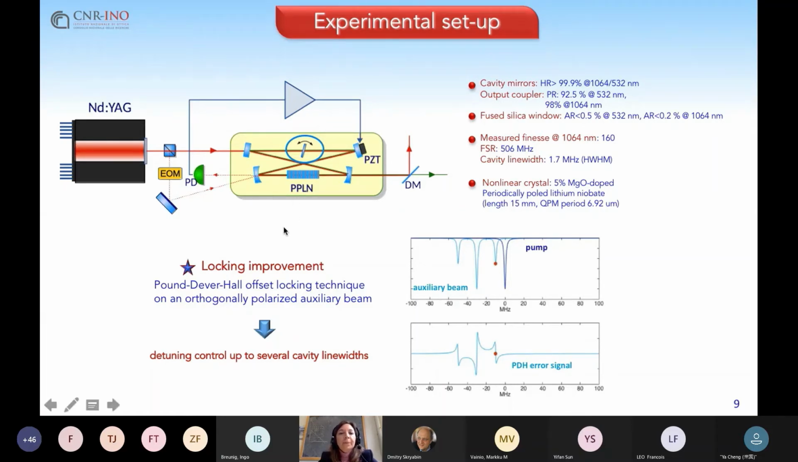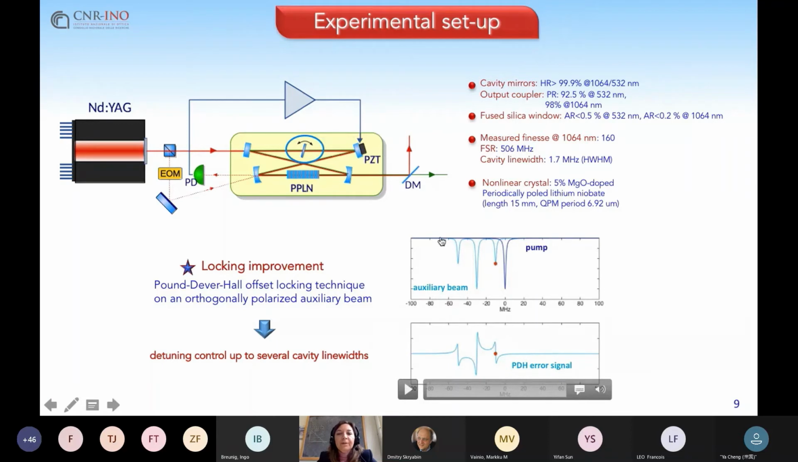And in this system, we also realized a very robust locking system, a Pound-Drever-Hall offset locking technique, which permitted us to control the detunings up to several cavity linewidths. In particular, this locking system is based on an auxiliary beam, which is orthogonally polarized with respect to the pump beam, and is injected in the cavity in the opposite direction with respect to the pump.